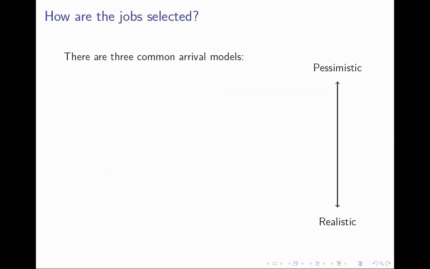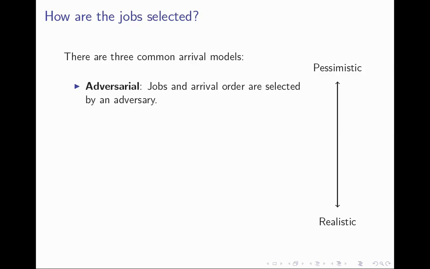Now, I've told you that these jobs arrive, but I haven't told you how they arrive. There are three common arrival models in the literature. The first is the strongest adversary. That adversary is allowed to choose the jobs, and when I say choosing the jobs, I mean the set of adjacencies to the workers, the set of weights, the set of utilities for matching workers to jobs. So the adversary is allowed to choose those jobs and also the order in which they arrive.